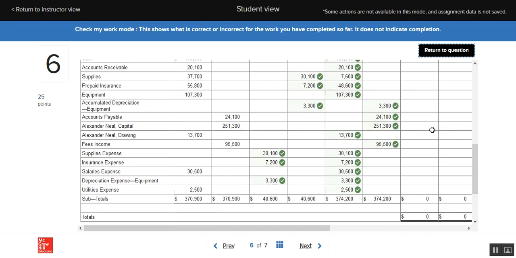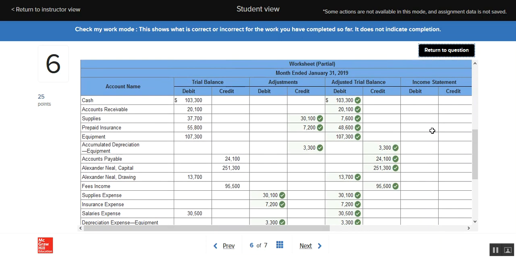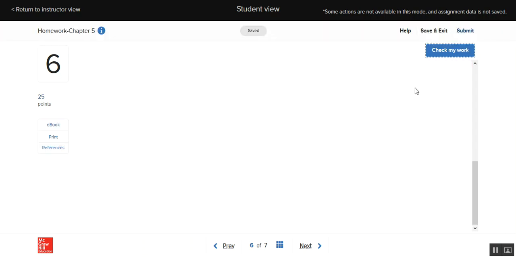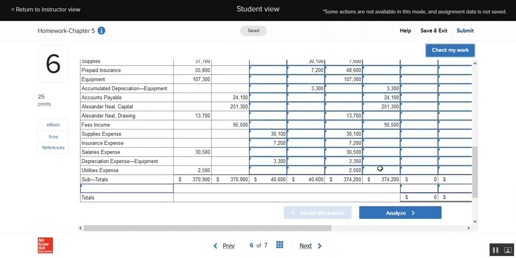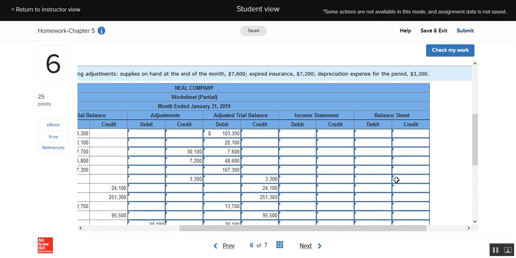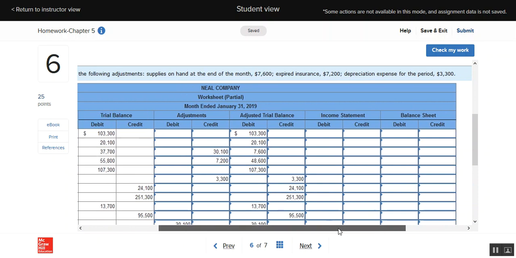All right, so I did check my work just to make sure I have stuff in the right place before we move on. So the adjusted trial balance is just the total of the trial balance column and the adjustments column. Once you get this column correct, then you can kind of disregard the first two sets of columns for a little while. We're going to concentrate on this adjusted trial balance column and these last two sets, which are the income statement and the balance sheet columns.